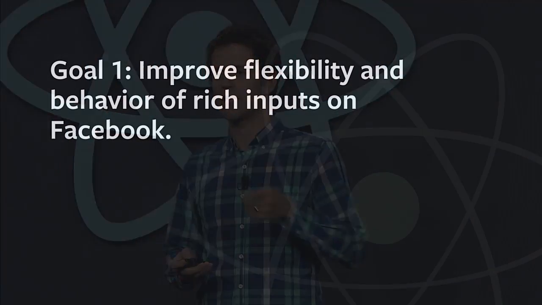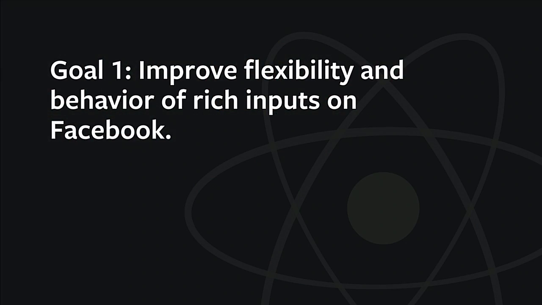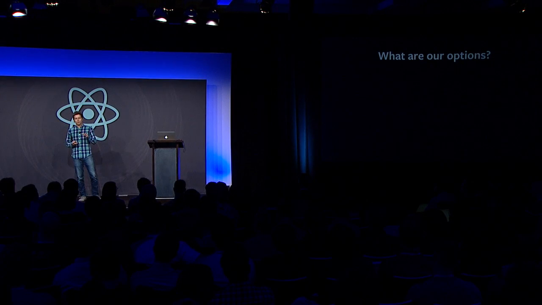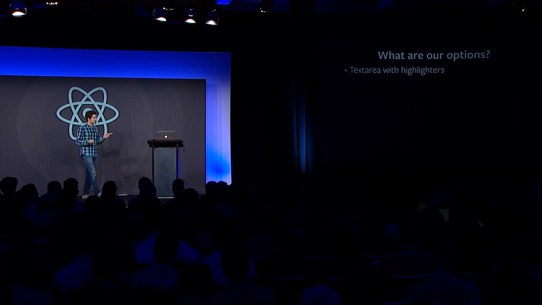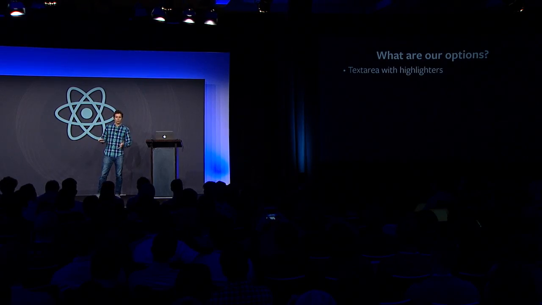So we decided we wanted to make our inputs better. We wanted to solve a lot of these problems, entire classes of problems that we were running into: DOM measurement issues, structured input issues, trying to keep things in sync. So our first goal was to improve the flexibility and behavior of rich inputs across Facebook products. Not just comments, but also other inputs that we have. So what are our options for rendering this kind of thing? Well, we've already seen one, a text area with some highlighters. This worked pretty well. We were using it for a long time, but we also saw what kind of problems we ran into with it.